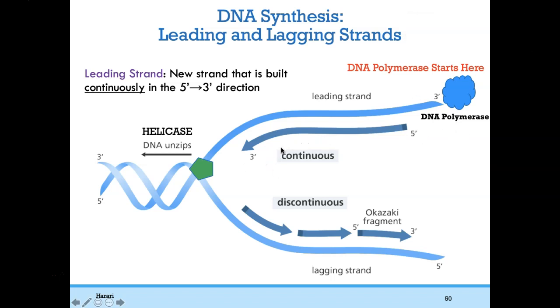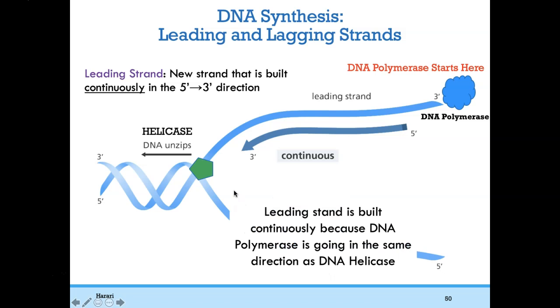This is an easy strand to make continuously. So this is made 5' to 3'. DNA polymerase is basically following helicase, building new DNA. However, we can't do that on the lower strand, right? We can't just have DNA polymerase make 5' to 3' DNA.